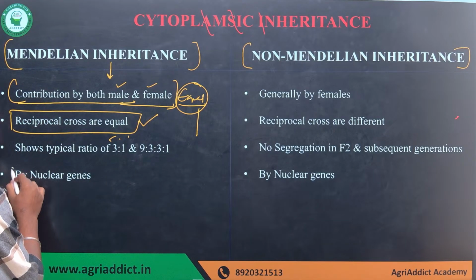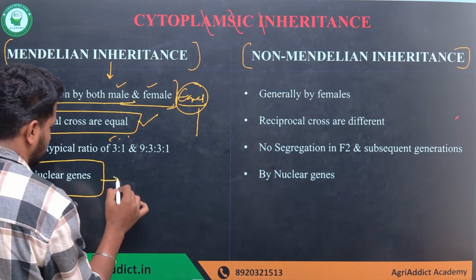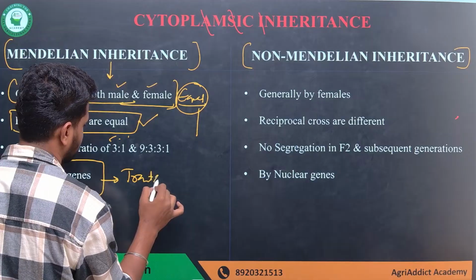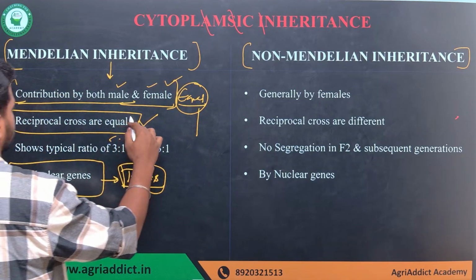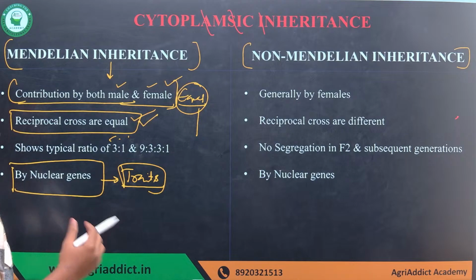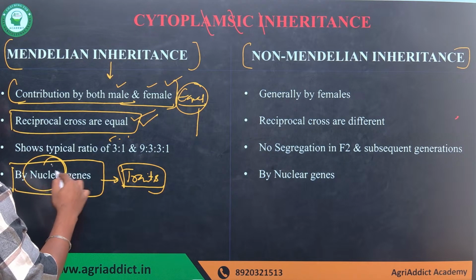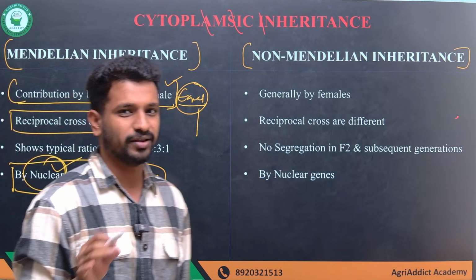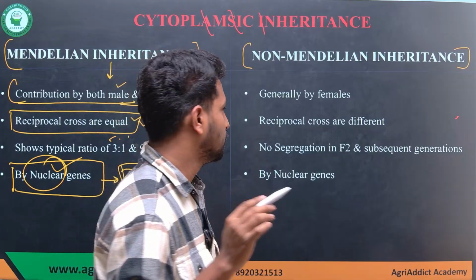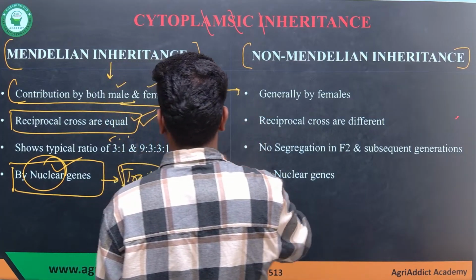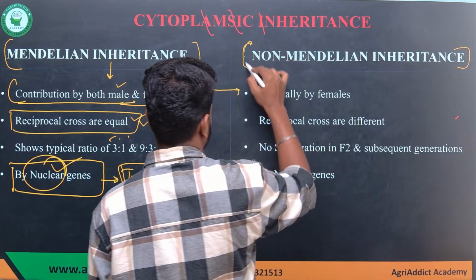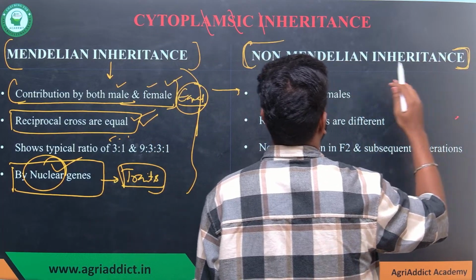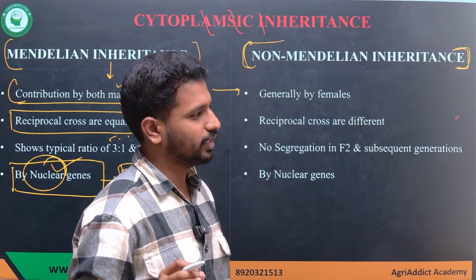Next, very importantly, the traits showing equal contribution from male and female, with equal reciprocal crosses, are governed by which genes? They are governed by nuclear genes. These are the very important points that you have to remember. So whatever deviation we see from these characters is considered under a category called non-Mendelian inheritance.